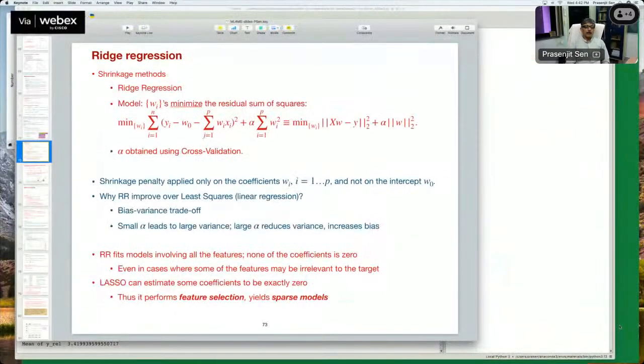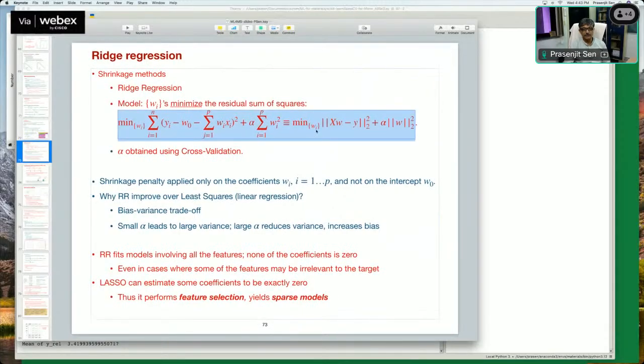All right. So what is ridge regression? Ridge regression is just slightly different from lasso. What you are minimizing is the residual sum of squares, the sum of the squares of the deviation of prediction from the true values, plus a shrinkage or regularization term.